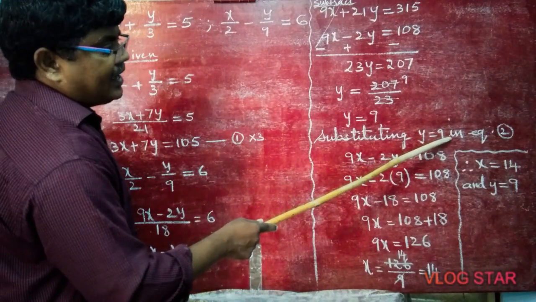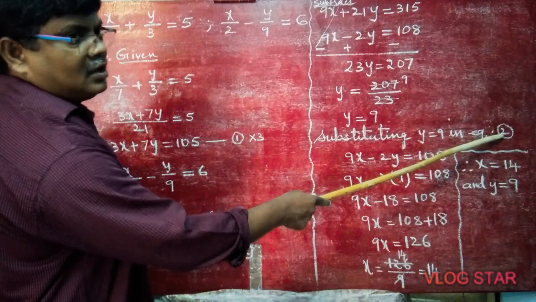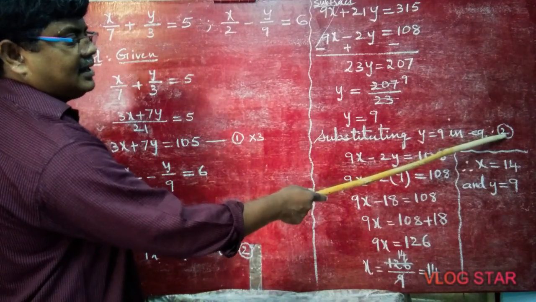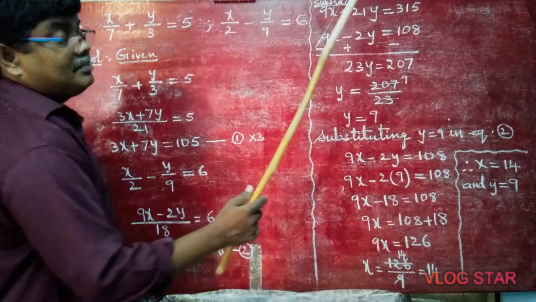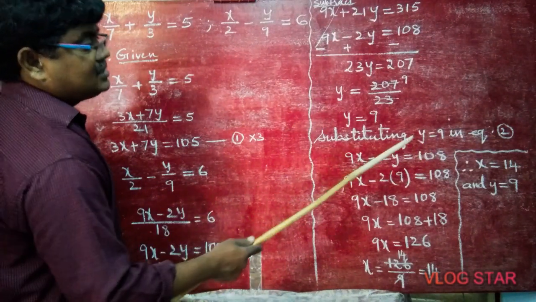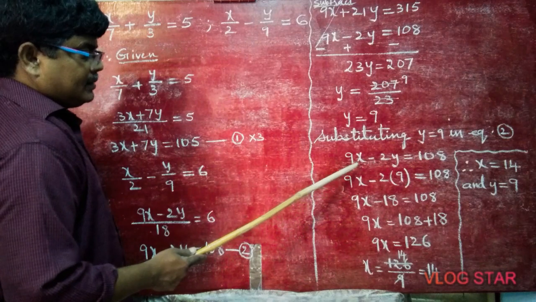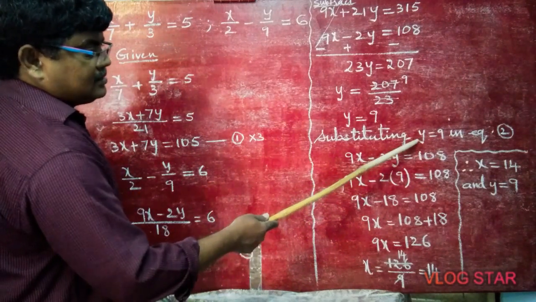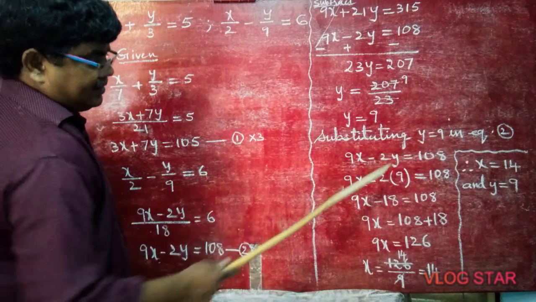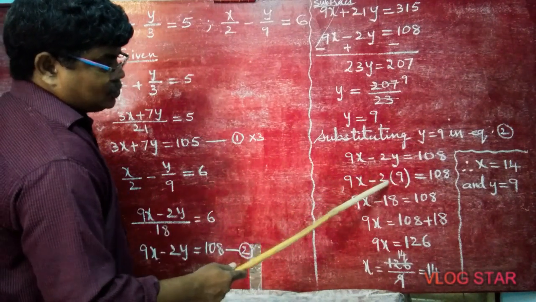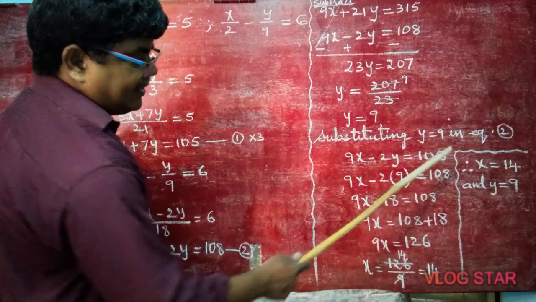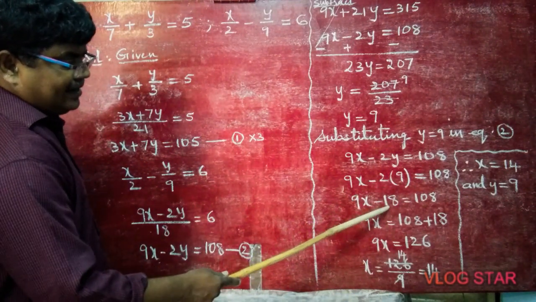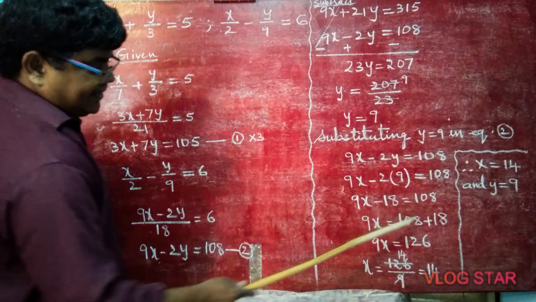Substituting y is equal to 9 in equation 2. I told you, once you are taking one, next time you can take the other as you wish. Whichever is the simple equation where it is easy to solve, substitute in that one. 9x minus 2y is equal to 108. Now in the place of y you substitute 9. 9x minus 2 into 9 is equal to 108. 9x minus 18, 2 9s are 18, is equal to 108.